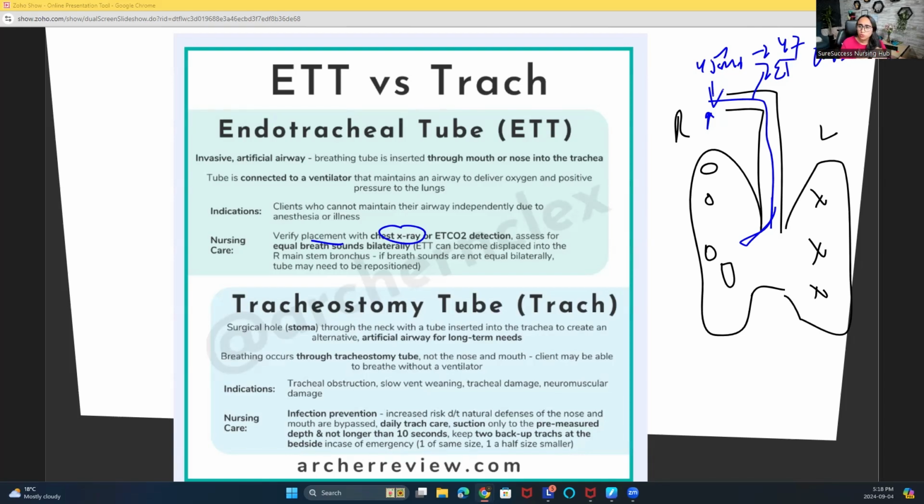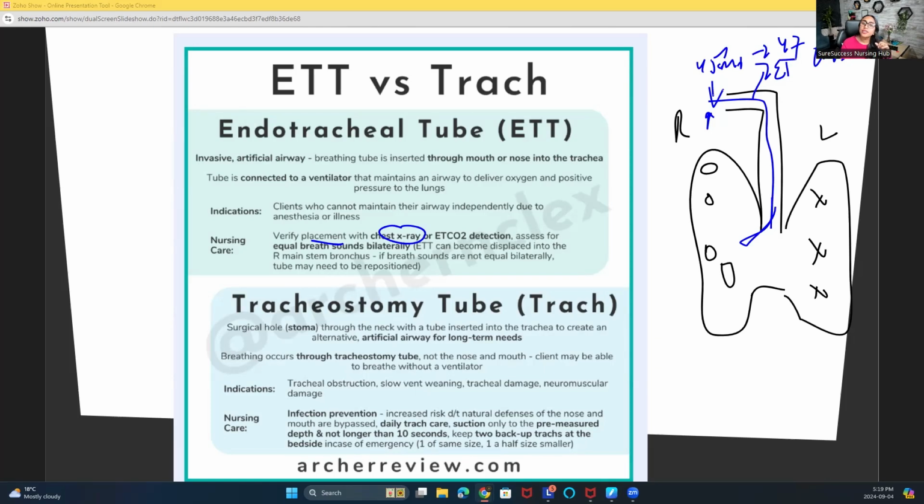So what will you do? Reposition. In Canada, we are not allowed to. We are going to tell the respiratory therapist. We have a separate RRT degree. So they will do that. You will send the patient for X-rays.